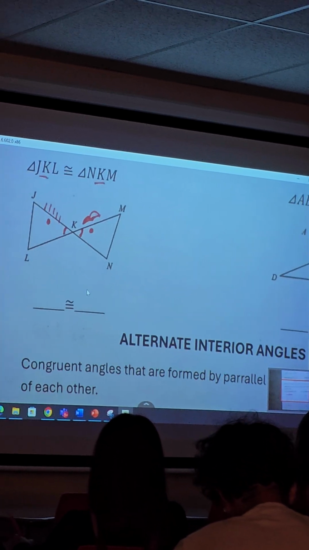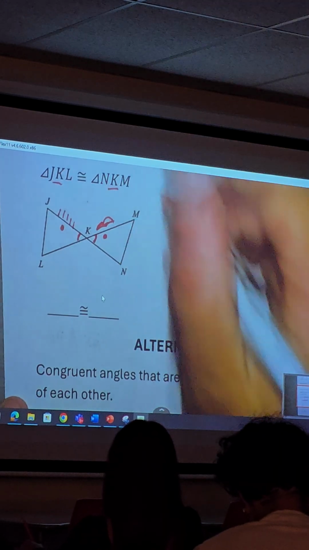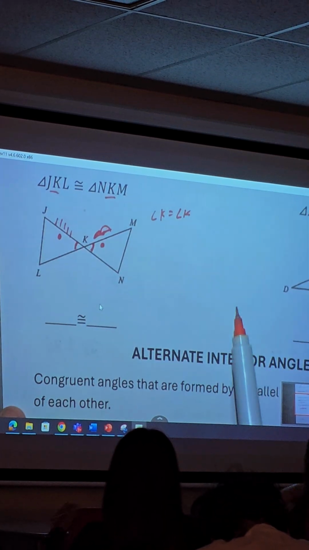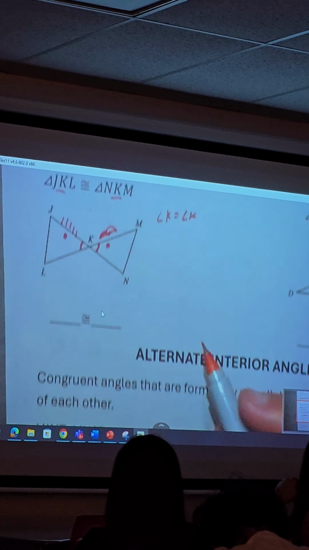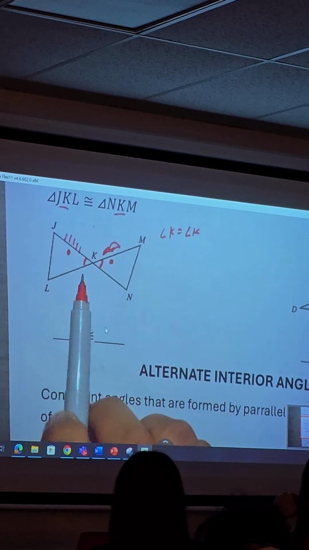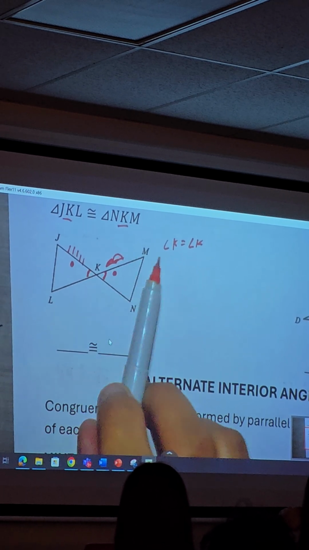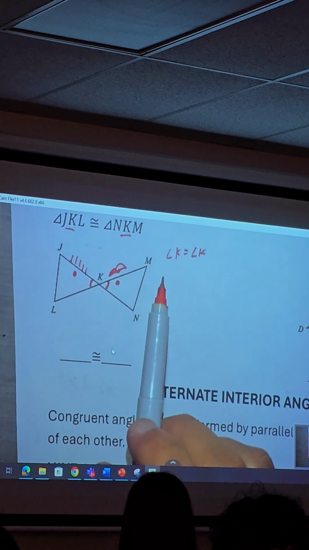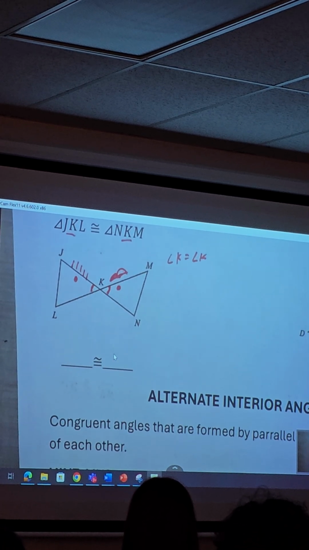Okay, now this is where order kind of matters. You can't tell me angle K is congruent to angle K. You need to be specific. Because if you tell me angle K, I'm like, okay, which angle? You're telling me this angle, this angle, this angle. You need to be more specific than this. So when you name an angle, you need to give me 3 letters.